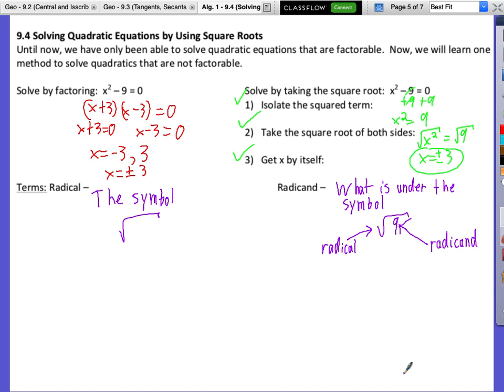I suggest writing that in and saying, oh, the number itself, or the x squared, or the 9, the variable, whatever it is, that's our radicand. The symbol itself is our radical. I'll let you have it for a second. Okay.